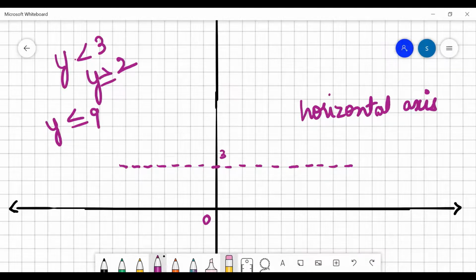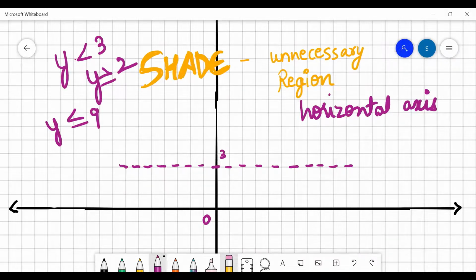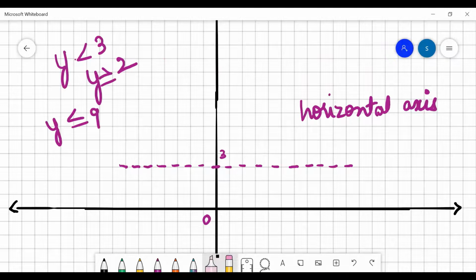And now you have to shade the unnecessary region of the graph. So we are only dealing with the y less than 3 part of the graph, which means we don't have to bother about the y greater than 3 part. That is the unnecessary region. So I'm going to shade the upper portion of this line. And this is my useful region.